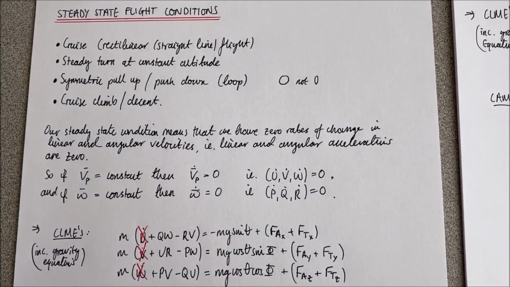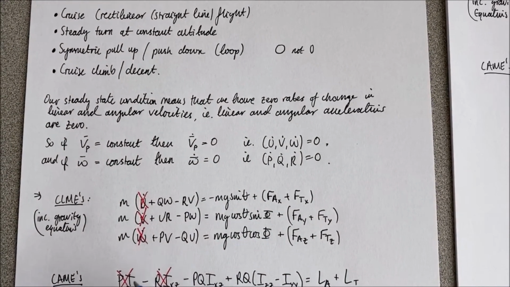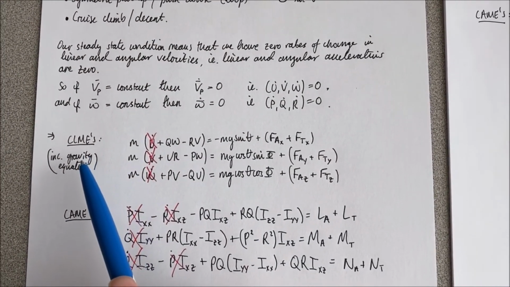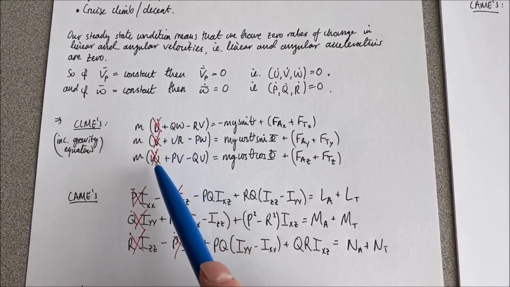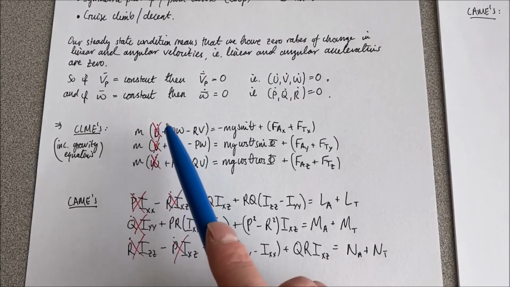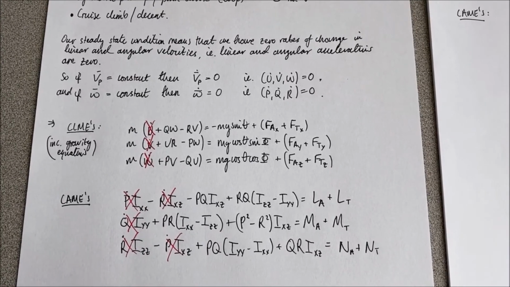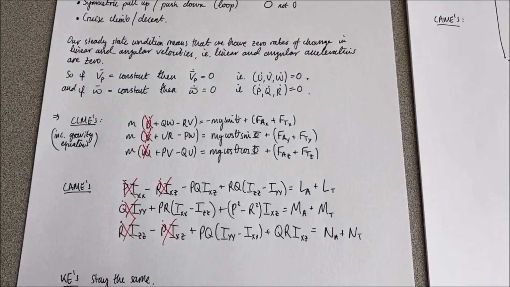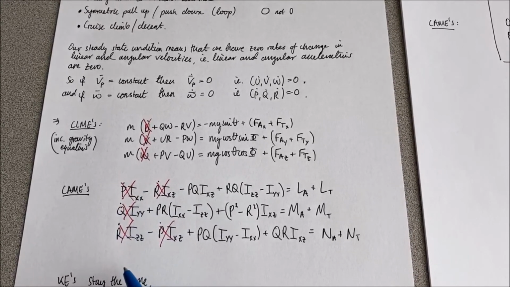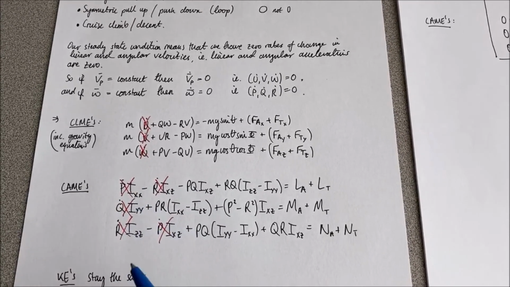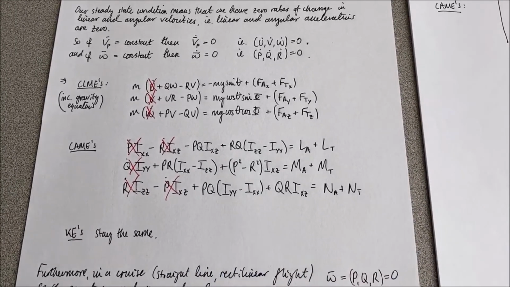So this means that we can quite heavily reduce down our aircraft equations of motion. So starting with the conservation of linear momentum equations, we can get rid of all of these terms here, which are the accelerations in the linear velocity vector. And then also in the conservation of angular momentum equations, we can get rid of the accelerations in the angular velocity vector, so p, q, and r dots. The kinematic equations, however, stay the same.